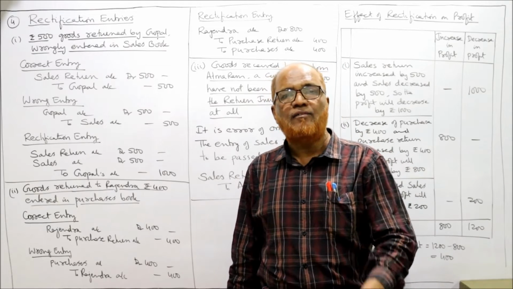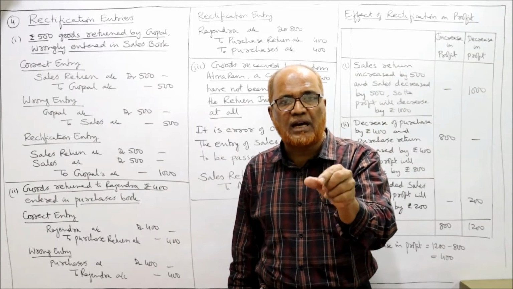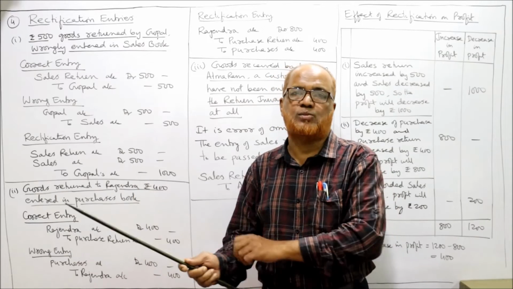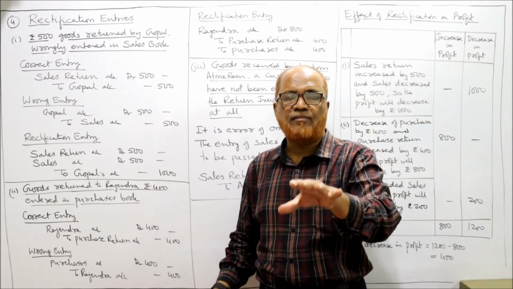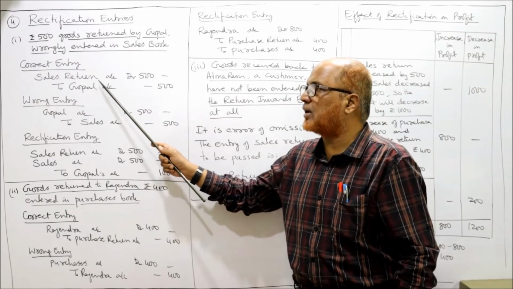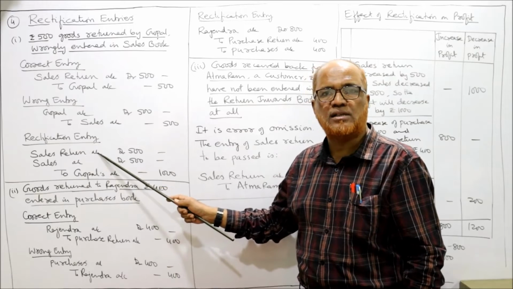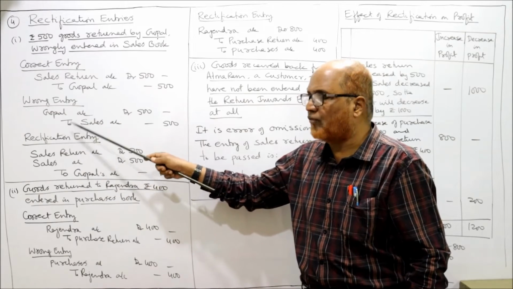What is that error? We have to record in the sales return book, but by mistake it is recorded in the sales book. So what is the entry for sales return? Sales return account debtor to Gopal. What is the entry for sales? Gopal account debtor to sales. This is the wrong entry. This we have to remove.